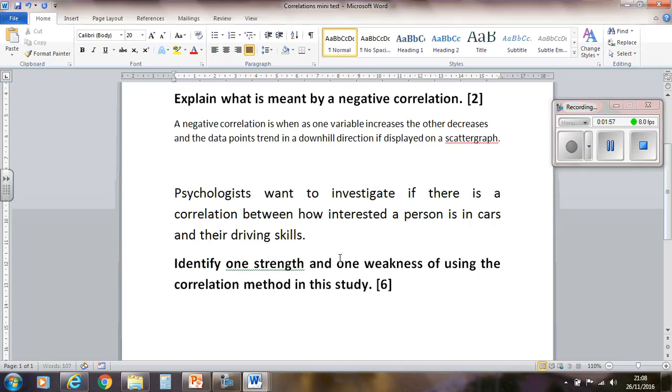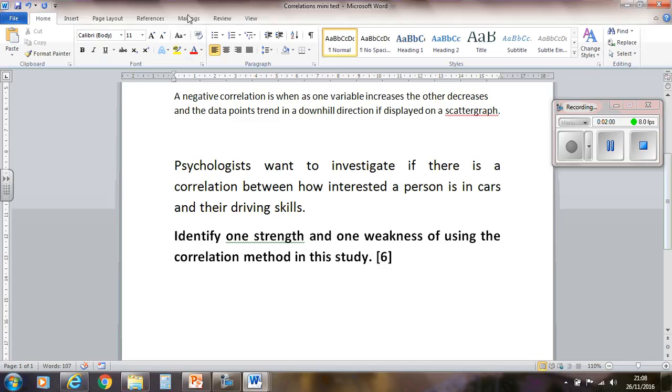Now this question is asking you to put it in context. So we've got psychologists want to investigate if there is a correlation between how interested a person is in cars and their driving skills. Identify one strength and one weakness of using the correlational method in this study.